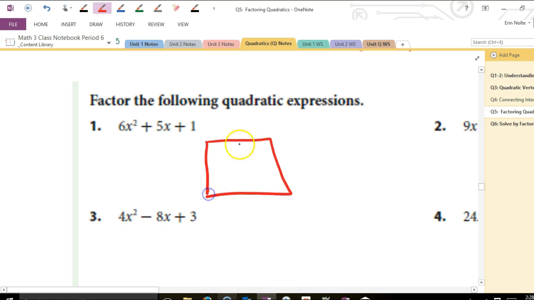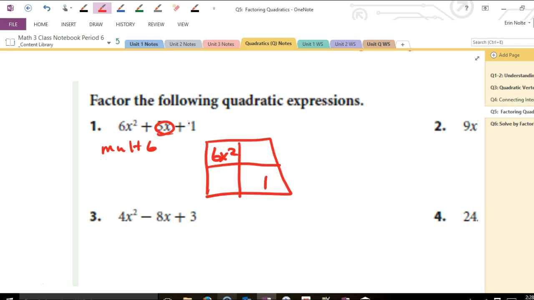Alright, here we go. So I got 6x squared here. I got 1 here. If you multiply 6 times 1, that makes 6. So two numbers that multiply to 6 and add to 5 are 1 and 5, or 2 and 3. 2 and 3, right? So 2 and 3.